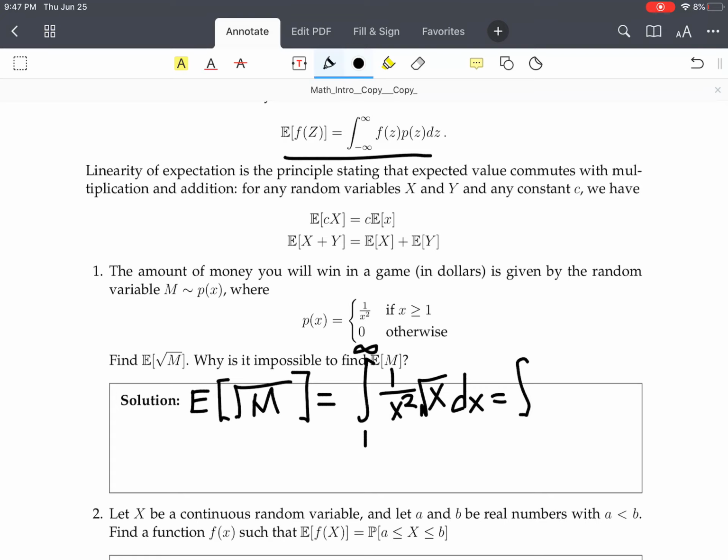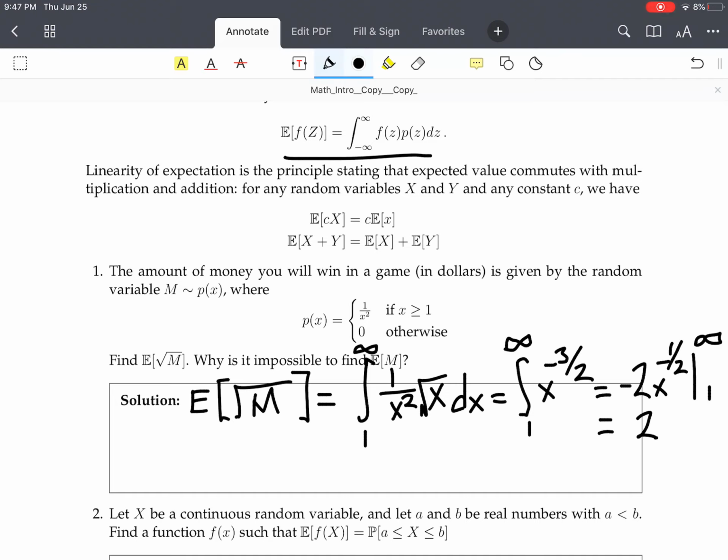So basically, that's going to be x to the negative 3/2 from 1 to infinity. And if we take the antiderivative, we're going to get negative 2 x to the negative 1/2 from infinity to 1. And that's essentially going to be equal to, you put in the infinity, once again, we're going to get 0. And then it's going to be minus negative 2, so that's 2. Okay. So the expected value of the square root of m, so the square root of the amount of money you're expected to make, is 2.